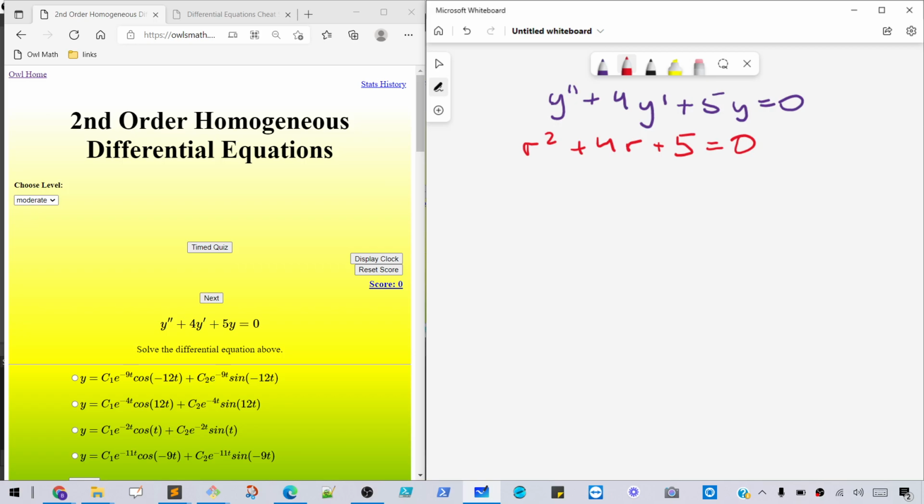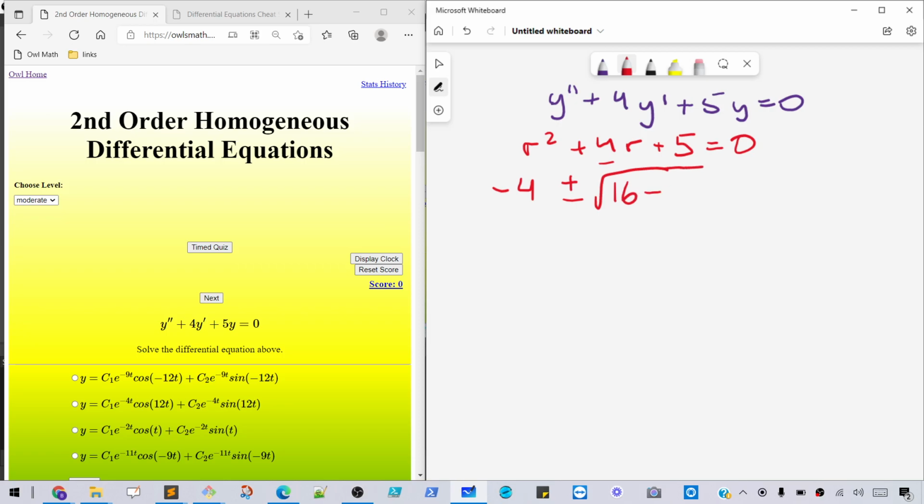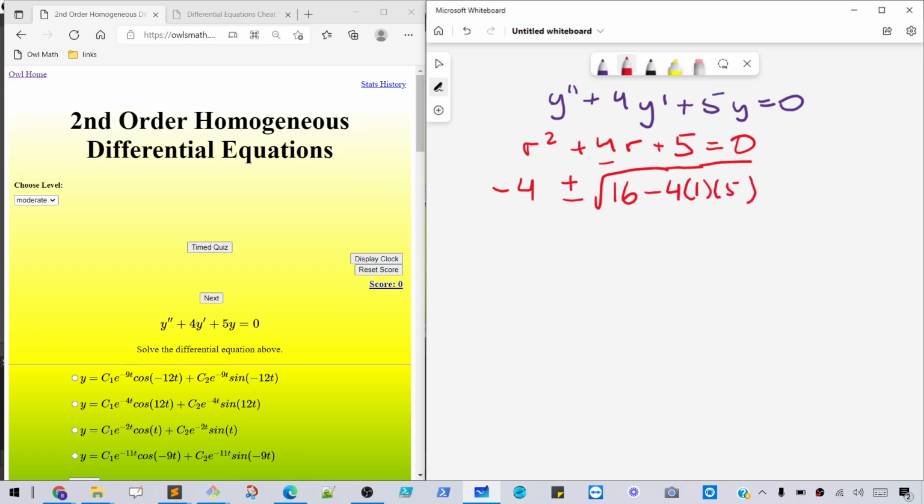And normally we'd be looking for factors, but we know there's not going to be any real solutions to this. So let's go right to the quadratic formula. And so we'll have minus b, which is minus 4, plus or minus the square root of b squared minus 4ac, where a is 1 and c is 5, over 2a, which is just going to be 2.